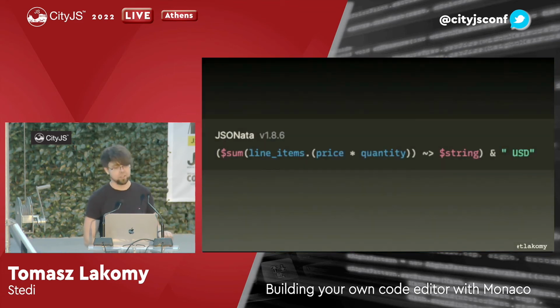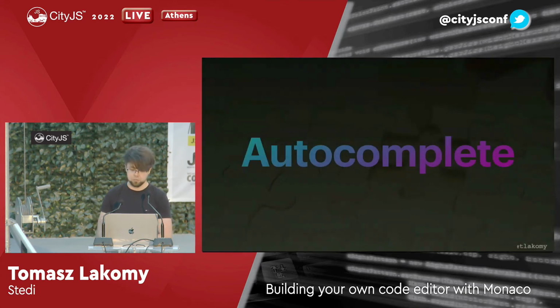And this is the result, right? So we have functions in red, objects in blue, and strings in green. And it looks much better, and it's so much better and easier to use.